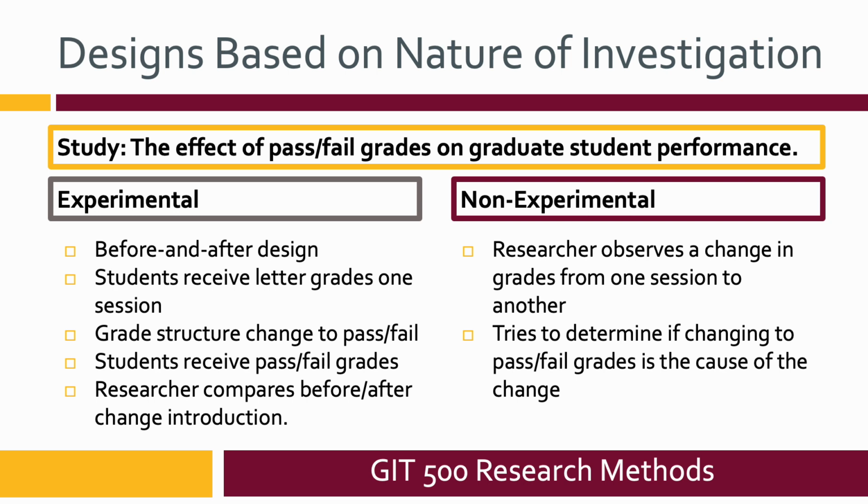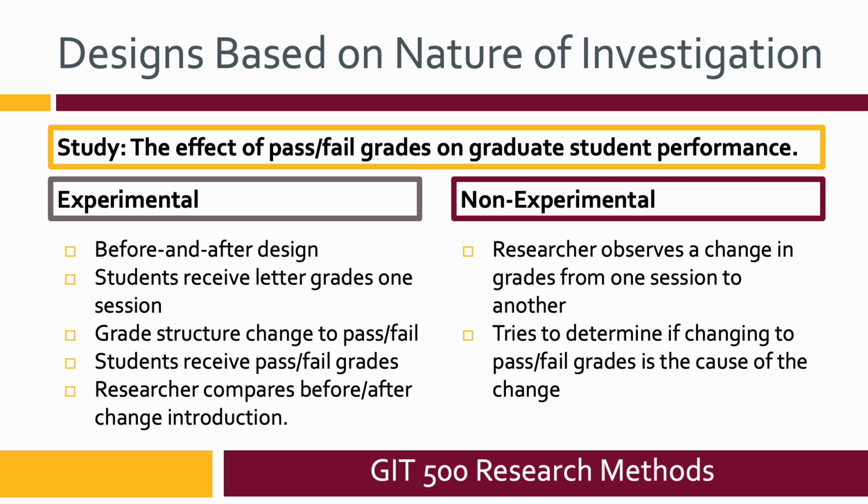So if we were looking at a study of the effect of pass-fail grades on graduate student performance. If we did this as an experimental design, we would probably use a before and after design. We would see what students receive in one session, and then change that grade structure to pass-fail for the next section, and then the researcher would compare those before and after.